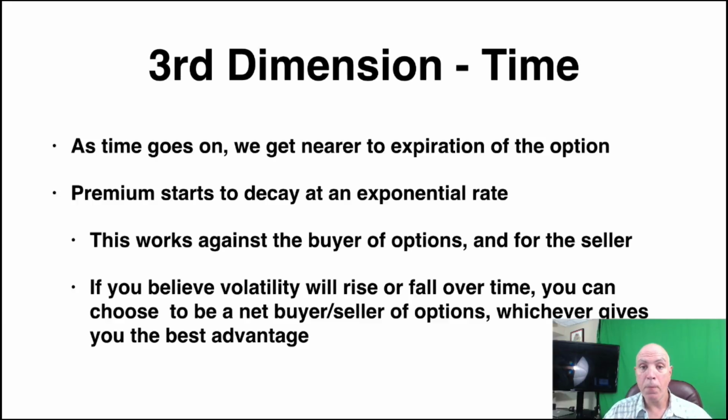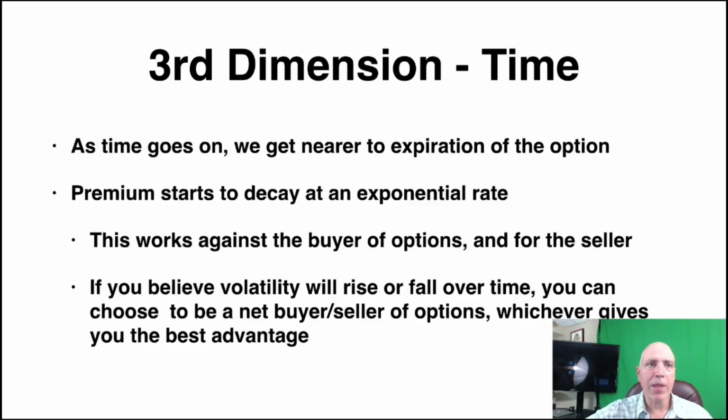If you're a seller, you want that premium to decay quickly, because that means that you make money more quickly. If you're a buyer or going long on options, as you get closer and closer to expiration, that's hurting your position. But as a seller, it's helping your position. So this works against the buyer of options and for the seller. All right? So if you believe volatility, for instance, will rise or fall over time, you can choose to be either a net buyer or seller of options, whichever gives you the best advantage. So time and volatility kind of work together with one another.